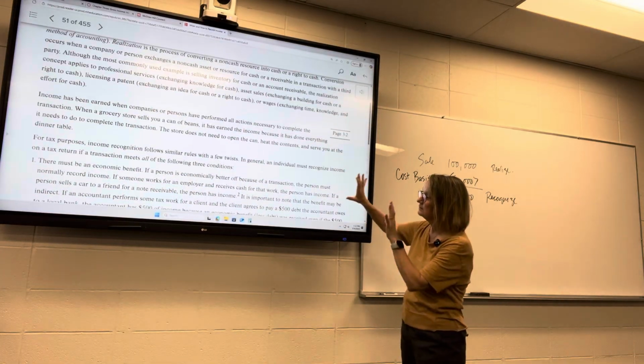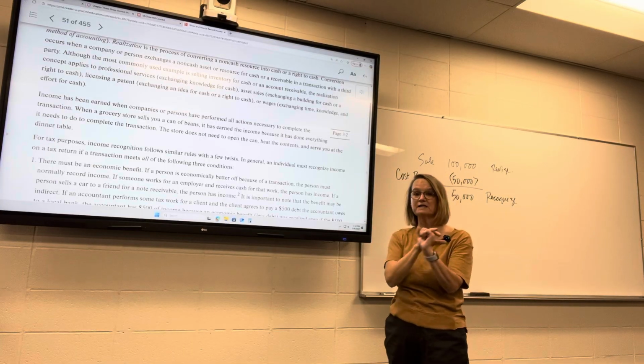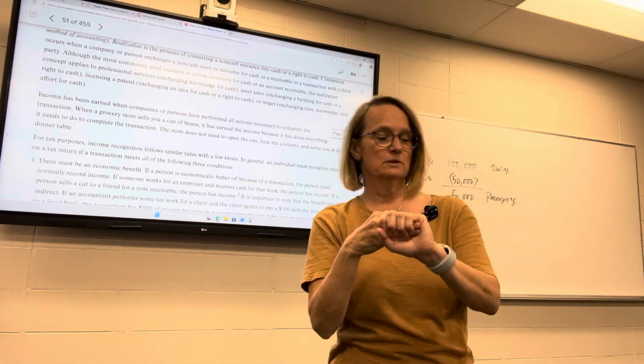Okay, so again, there has to be an economic benefit. The transaction has to be complete, and it cannot be tax exempt, which is determined by statute.